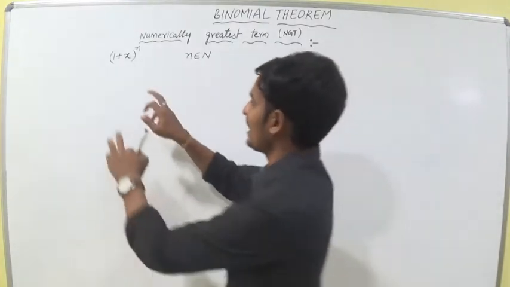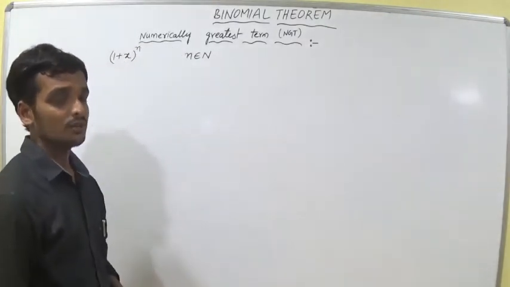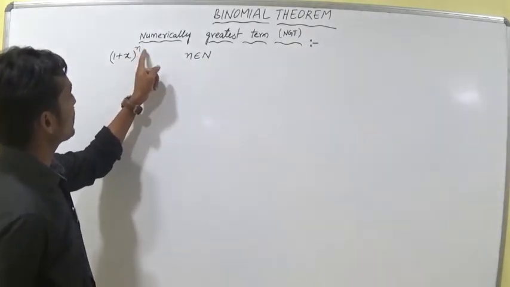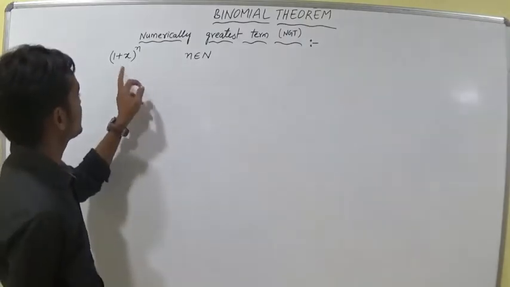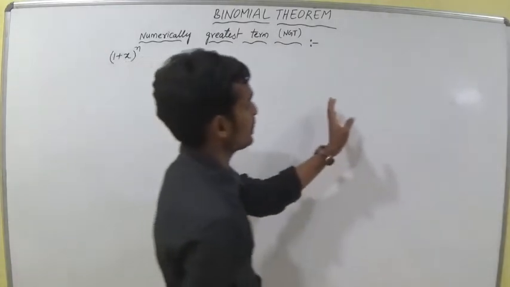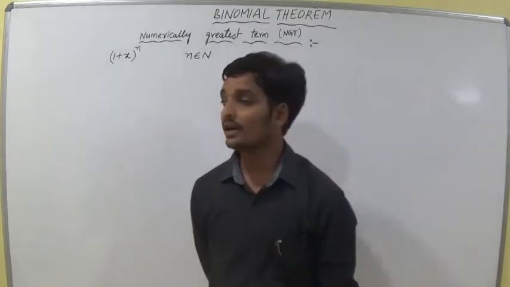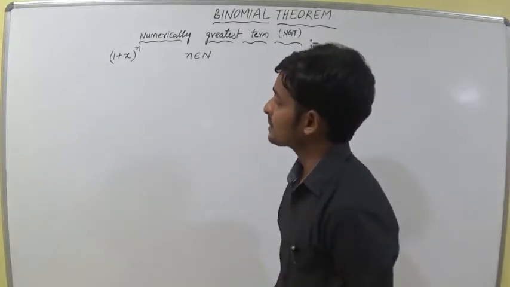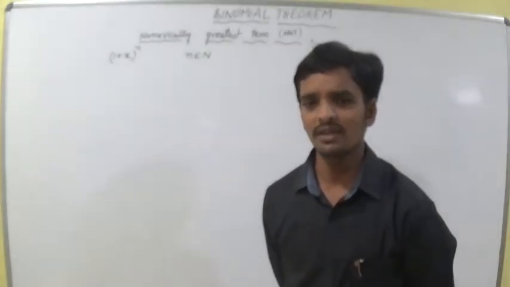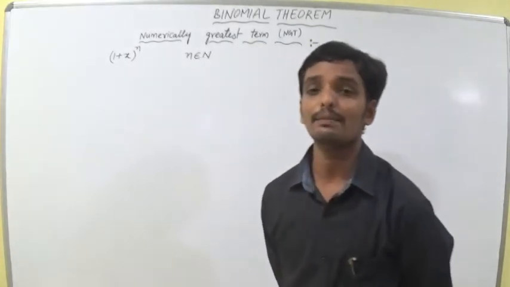So if you expand (1 plus x) whole power n, we get nC0 1 power n plus nC1 1 power n minus 1 into x plus nC2 1 power n minus 2 into x square, and so on up to nCn x to the power of n. So we have n plus 1 terms in the expansion of (1 plus x) whole power n. This is very familiar to us.